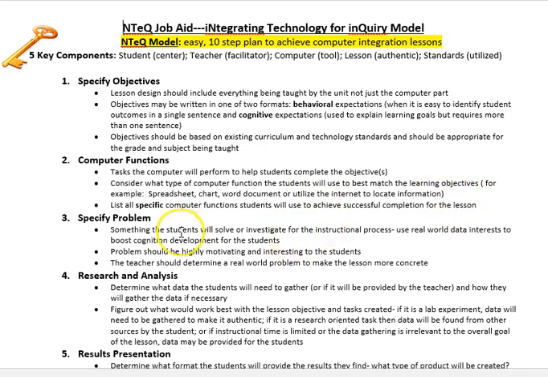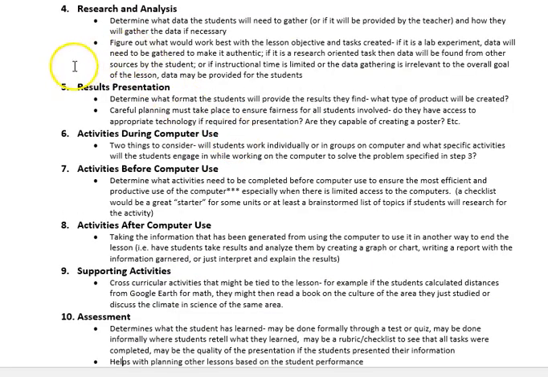The third step is to specify the problem, something the students will need to solve or investigate for the instructional process. It will use real-world data that interests and boosts cognition development for the students. Problems should be highly motivating and interesting to the students, and the teachers should determine a real-world problem to make the lesson more concrete.